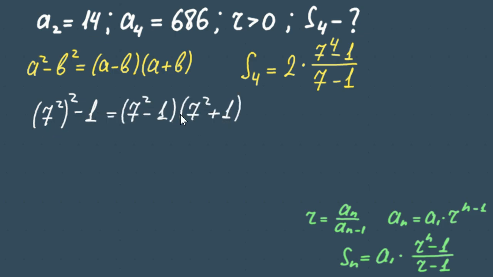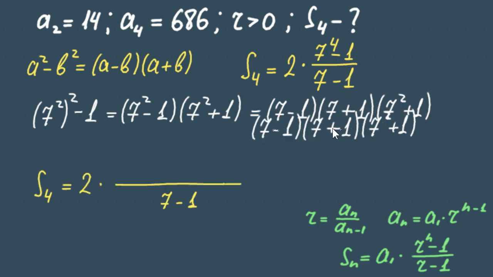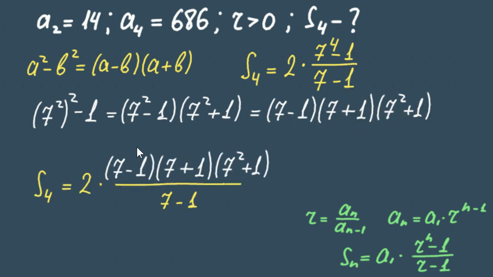And to the first expression in brackets, let's apply this formula again. Let's substitute this expression instead of the numerator. The first expression in brackets and the denominator cancelled out. 50 multiplied by 2 is 100 and multiplied by 8. So, we get the sum of the first 4 terms of the geometric progression.